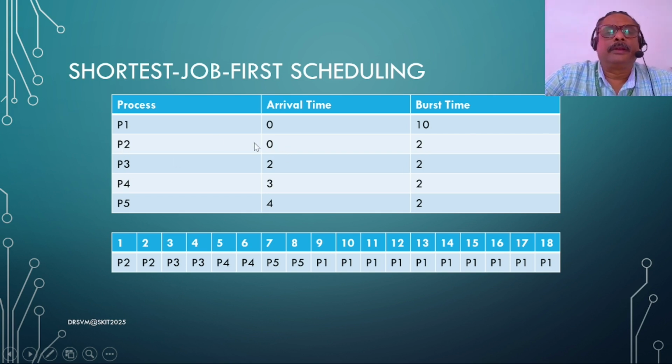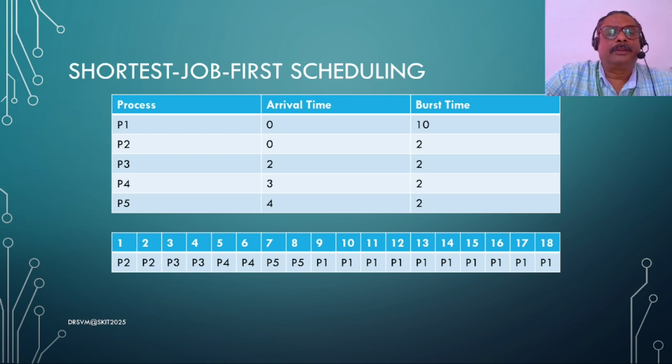So once we begin our process, then at instant 0 there are two jobs waiting in the ready list, P1 and P2, and P2 needs 2 units of time, P1 needs 10 units of time. Therefore shortest job first scheduling says P2 should be given the chance first. By the time P2 is run, 2 units have elapsed, and at that time P3 has arrived.